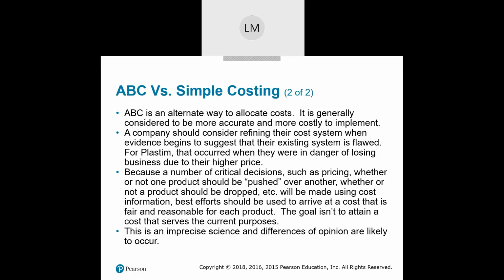Now, again, this is imprecise science. Differences of opinion are likely to occur. However, it's imprecise because we can get so crazy with activity that we could literally develop maybe even dozens or hundreds potentially of activity bases or activities. We have to determine the cost and effect or the cost benefit relationship here.